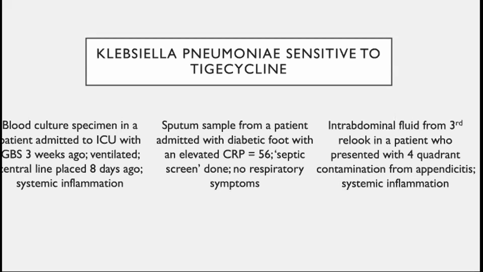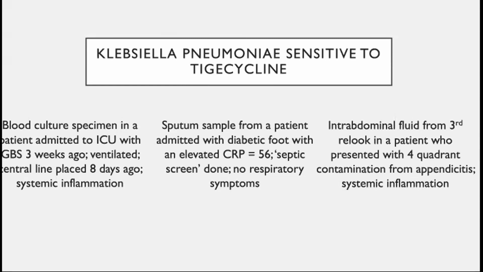So for example, the lab has grown a Klebsiella pneumoniae sensitive to tigecycline. All these specimens have grown the same organism. The first one is a blood culture specimen in a patient admitted to ICU with Guillain-Barré syndrome 3 weeks ago. This patient is currently ventilated. They've got a central line that's 8 days old, and they have signs of systemic inflammation.